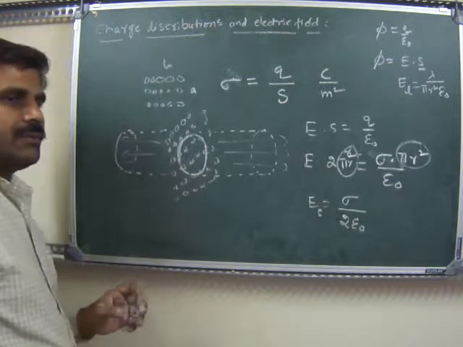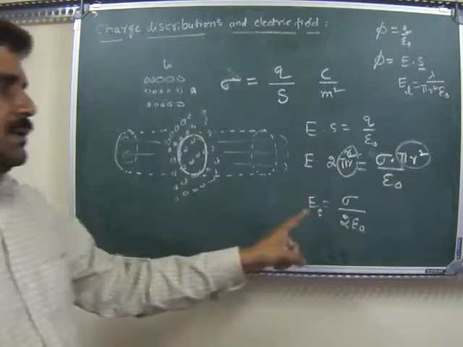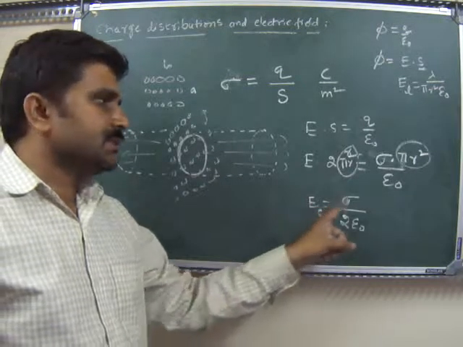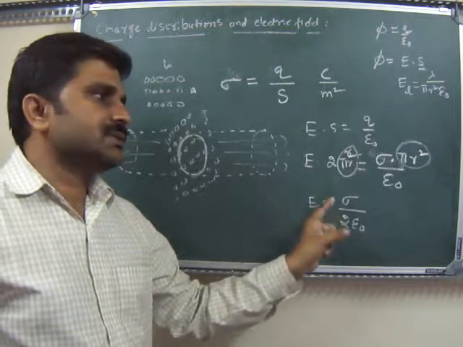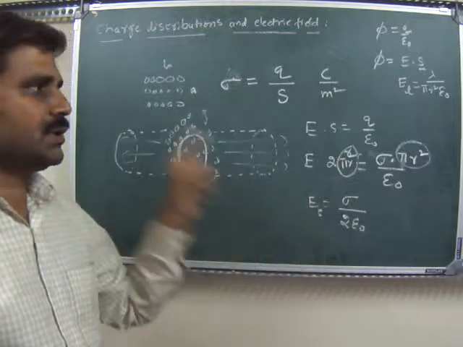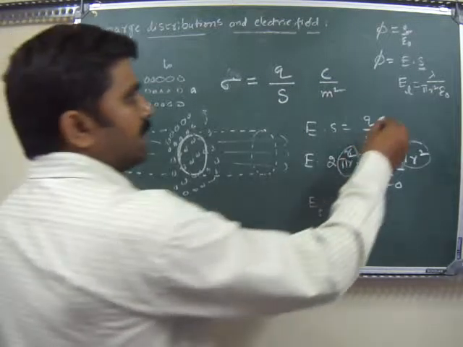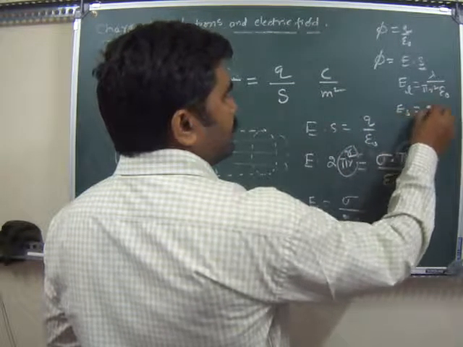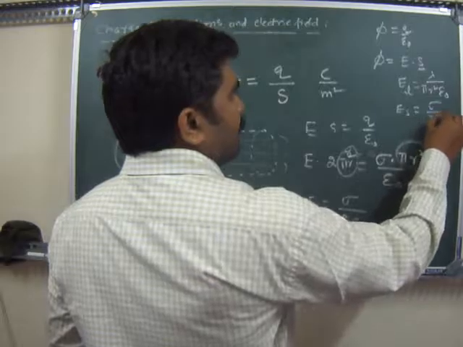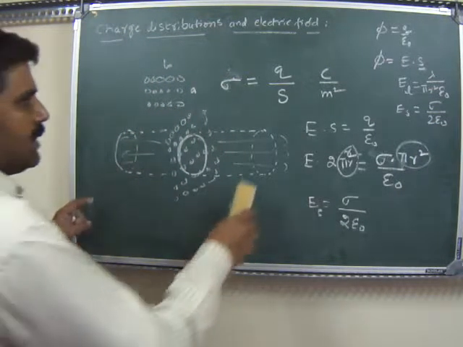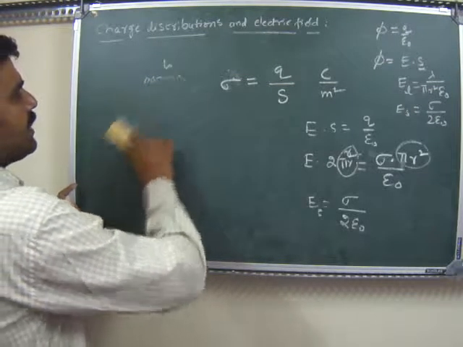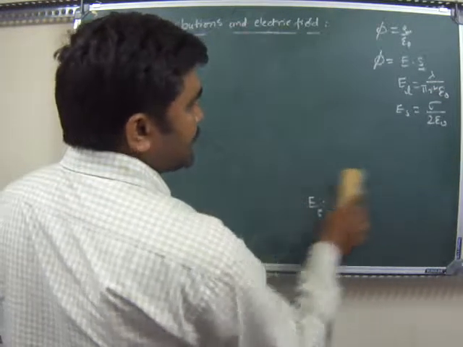For the surface charge distributions, this is the field value, sigma by 2 epsilon naught, where sigma is the charge density of a surface charge distribution. So I am writing here E_S is equal to sigma by 2 epsilon naught. One more type of surface charge distribution is there. Those are spherical surface charge distributions.